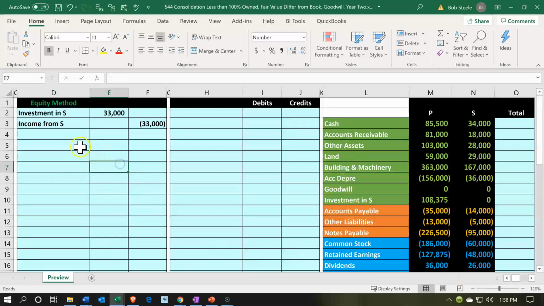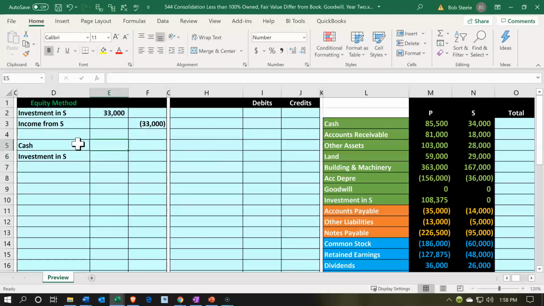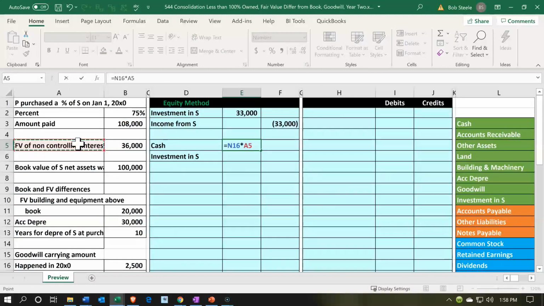Then P got dividends from S. So that means that the cash went up by the dividends. The other side is going to be decreasing the investment. This is standard equity method stuff. We're going to record that for the amount of dividends that S gave out times our portion of those dividends, 75%. So they issued 25,000, and we're saying times 75% that went to us. So that must have happened this year. That's standard equity method stuff.